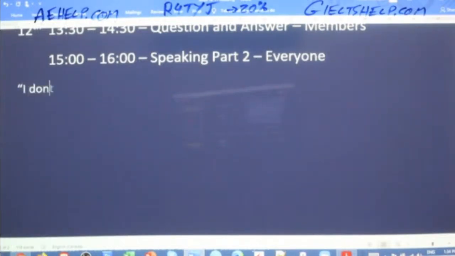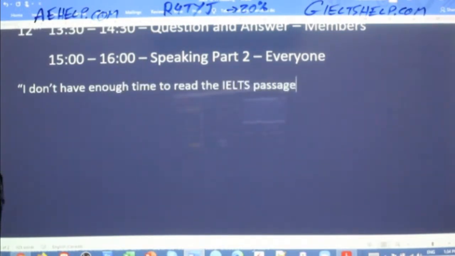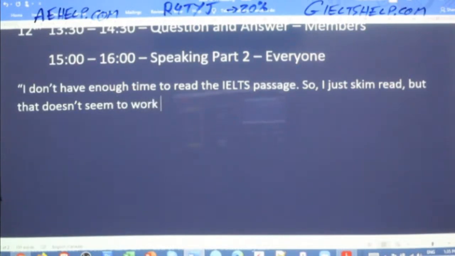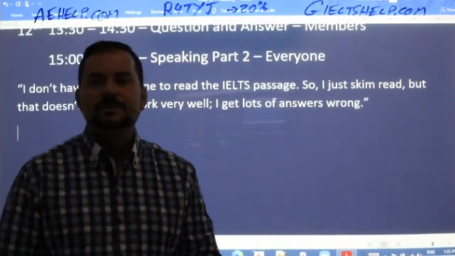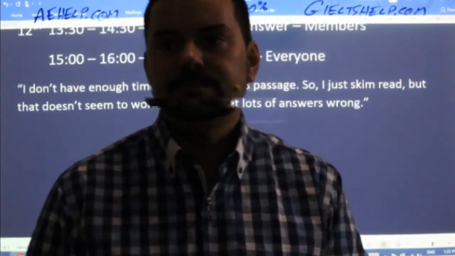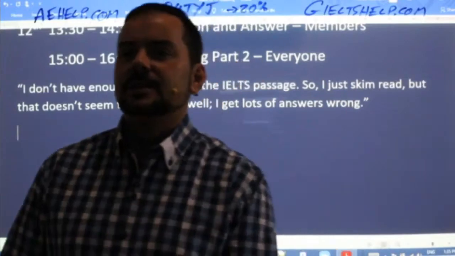People saying, I don't have enough time to read the IELTS passage. And then they say, so I just skim read, but that doesn't seem to work very well. I get lots of answers wrong. Yeah, so we hear that in one way or another, oftentimes, okay? Yeah, so Abhishek says especially in passage 3.